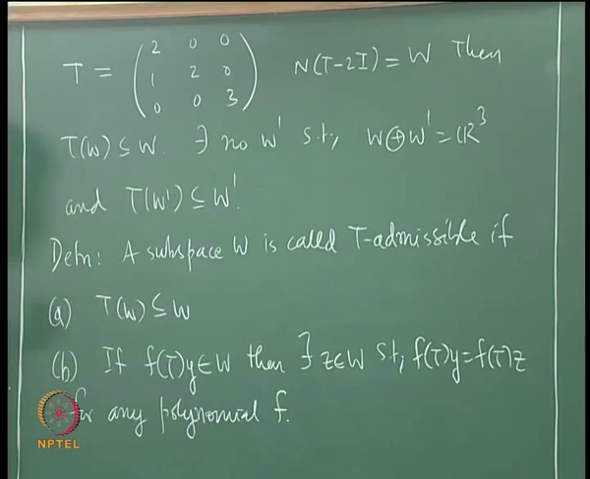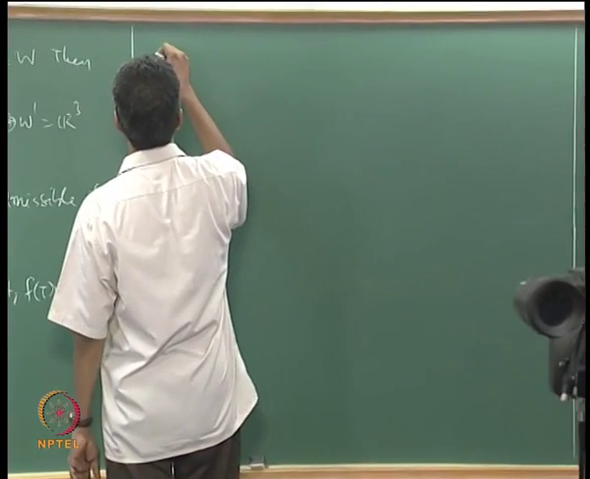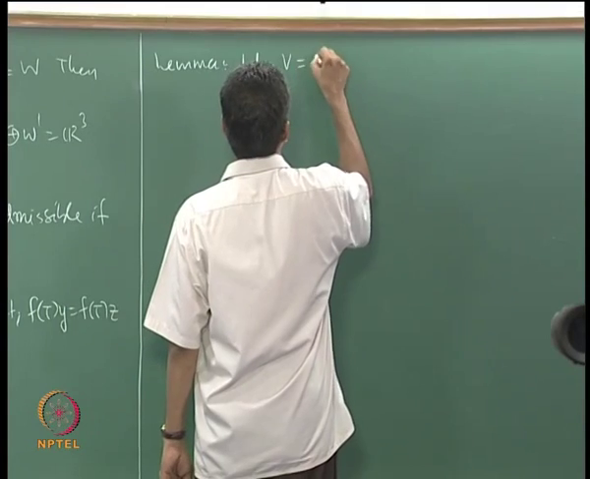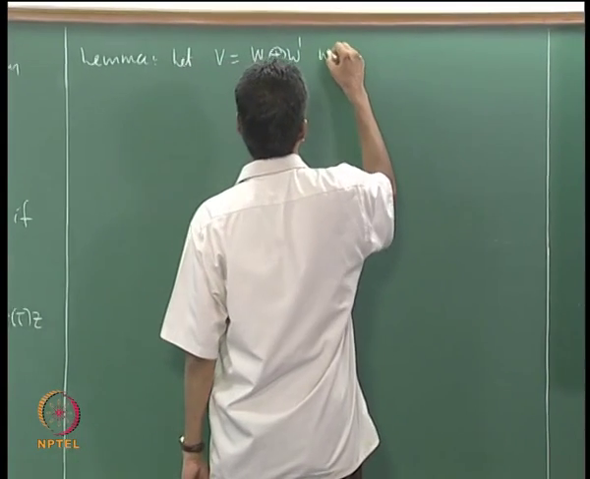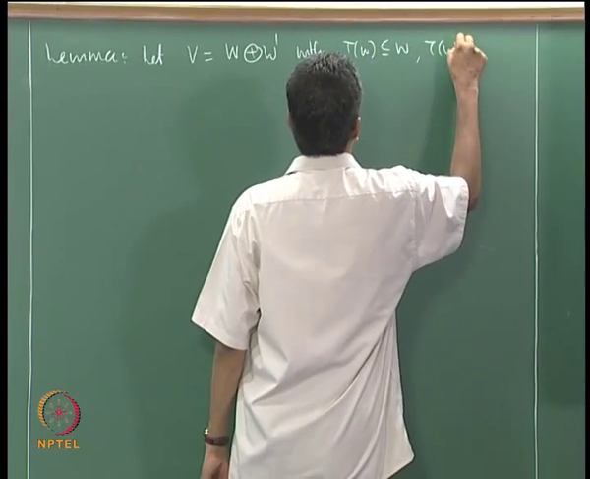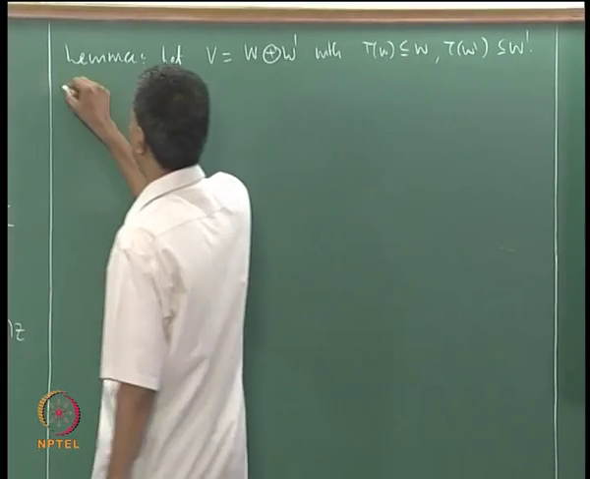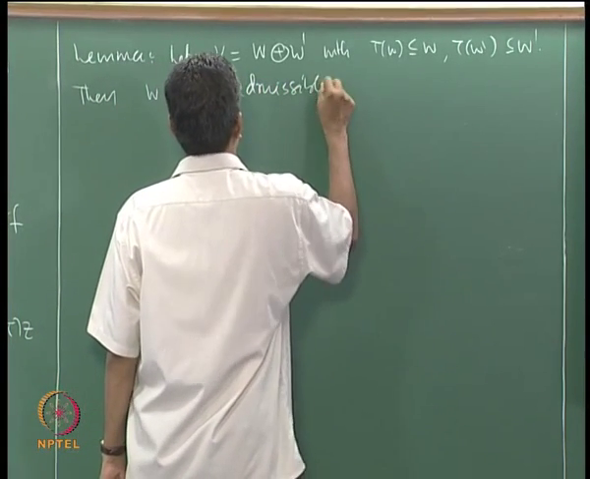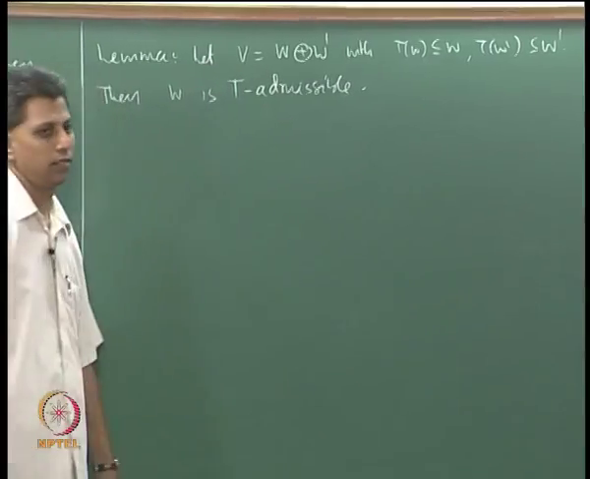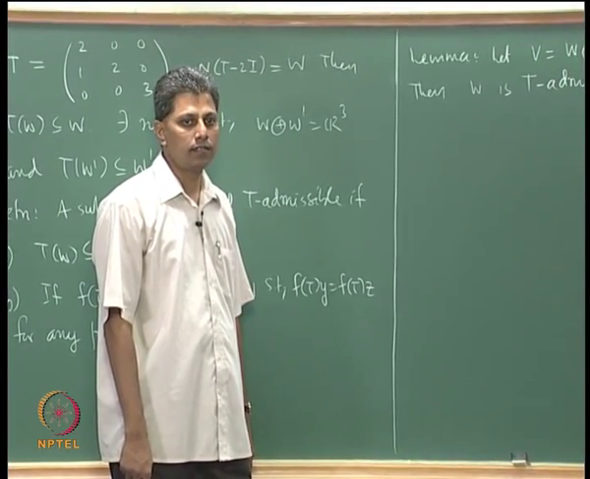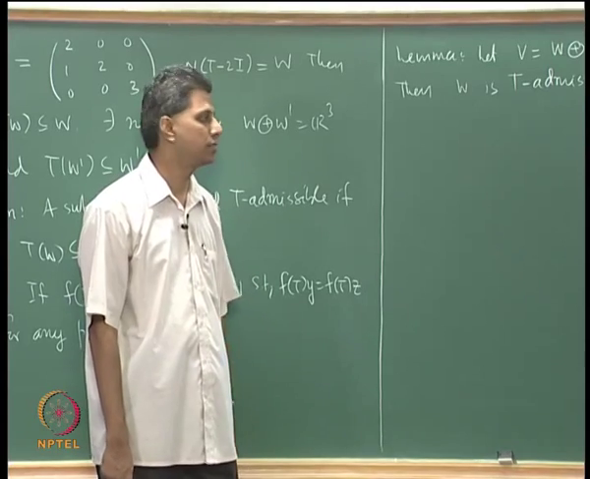Given an invariant subspace W, let me make the statement. This is easy to see, a little lemma maybe. Let V be W direct sum W prime, with TW contained in W and TW prime contained in W prime. Then W is T admissible. This is very easy to see. The converse is not at all easy. The converse is a non-trivial consequence of the cyclic decomposition theorem.